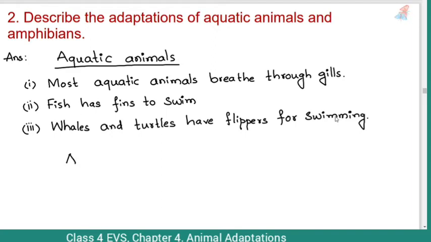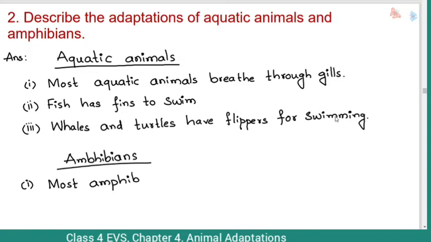Next we will see adaptations of amphibians. First one, most amphibians have lungs and moist skin to breathe.